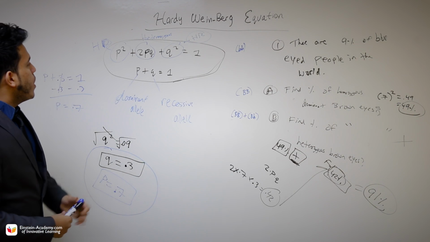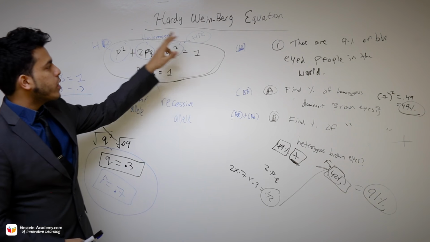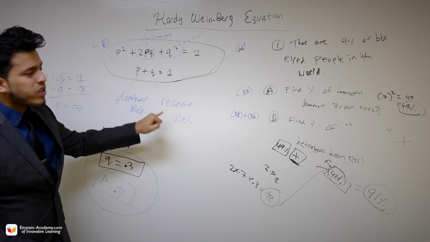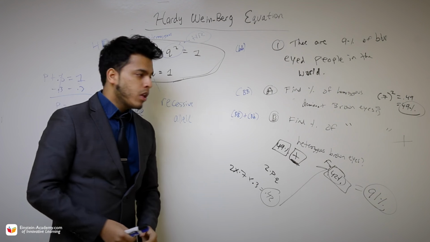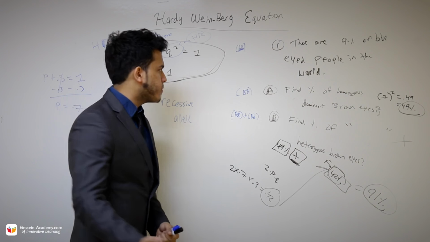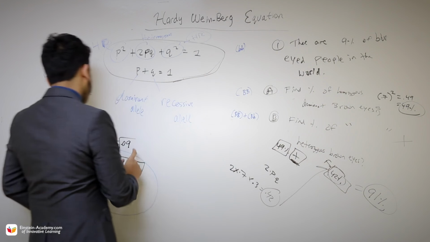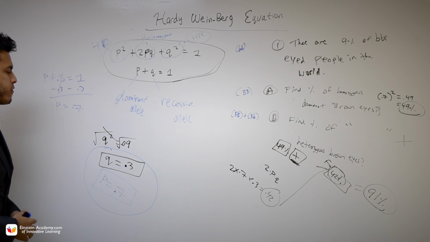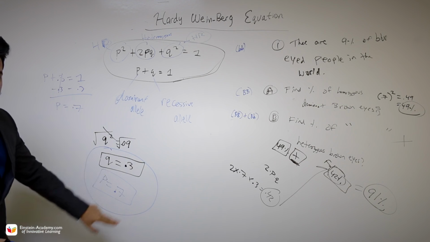Really quick recap. You must memorize this. P squared is homozygous dominant, 2pq is heterozygous, q squared is homozygous recessive. P is the dominant allele, q is the recessive allele. Question asks you, there are 9% of people in the population with blue eyes. You should already know that blue eyes is homozygous recessive. That means q squared is 9%. Convert it to decimal, 0.09. What do you do immediately after that? Take the square root. Q is equal to 0.3.